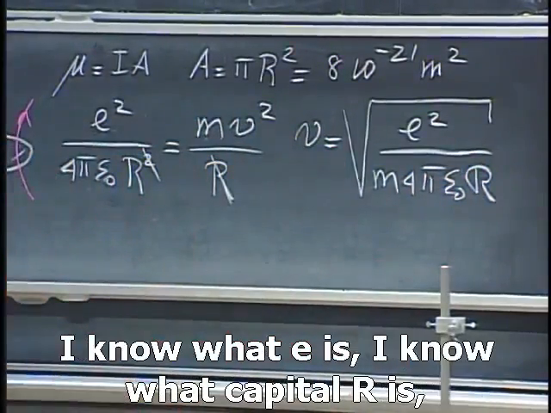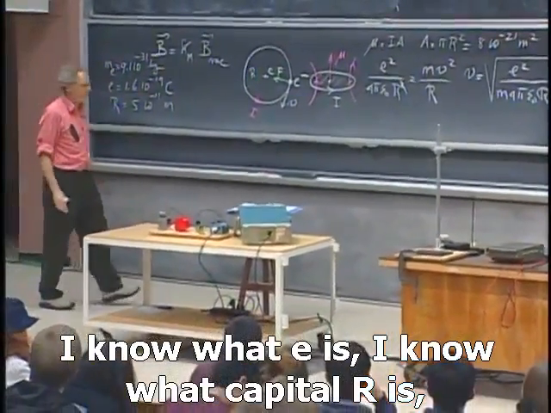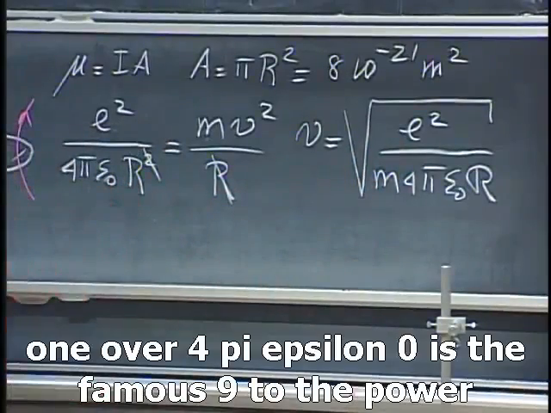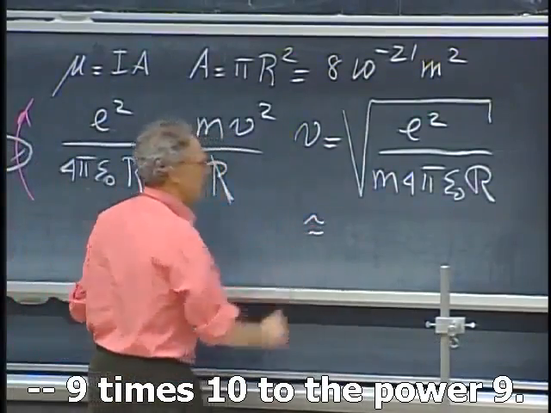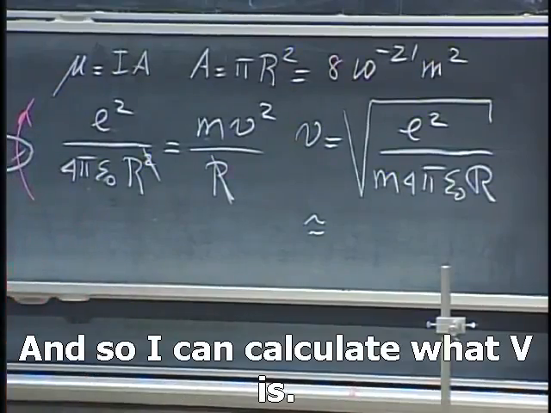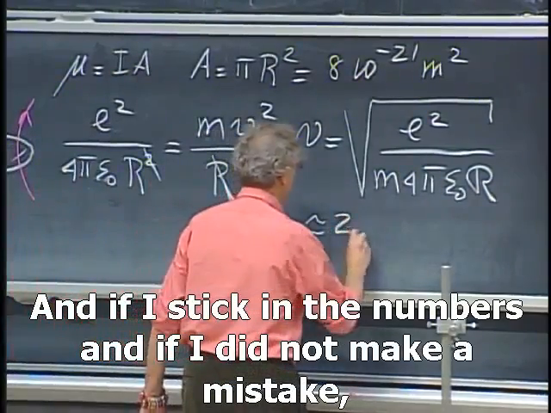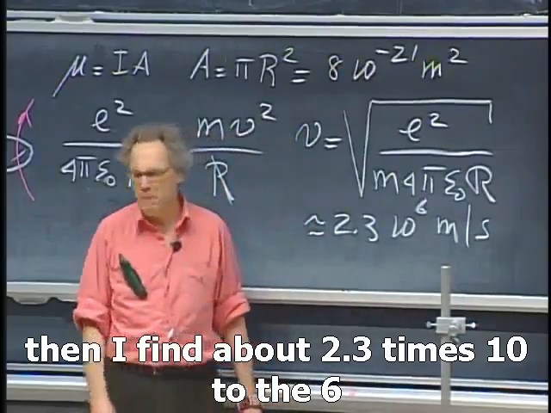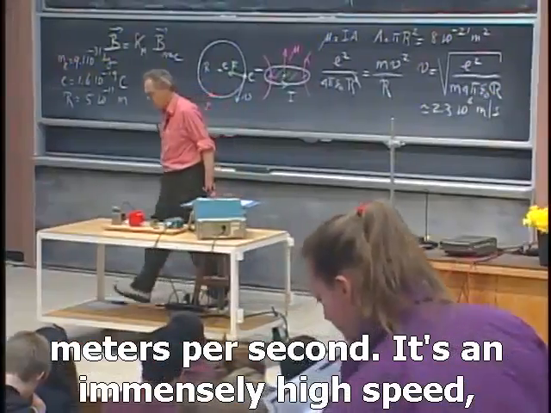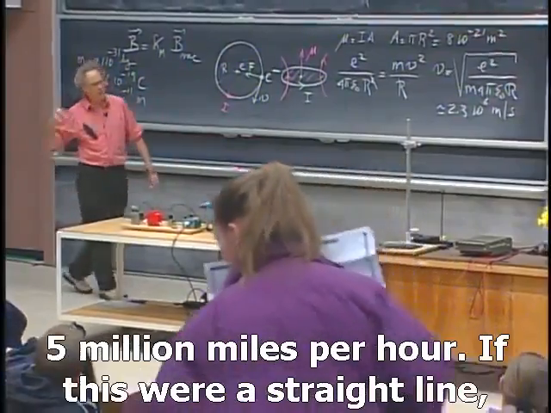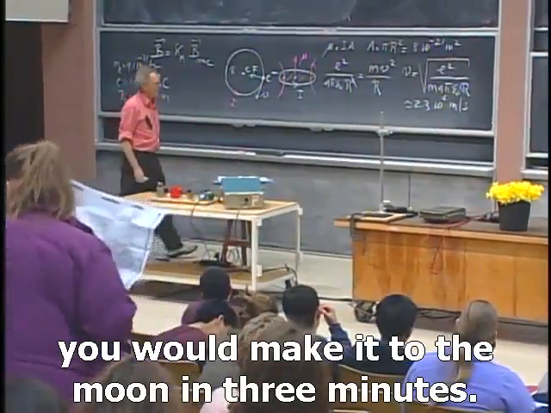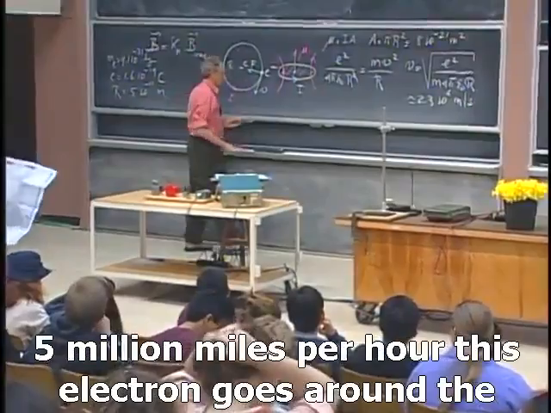I know what e is, I know what capital R is, I know what 4 pi epsilon 0 is. 1 over 4 pi epsilon 0 is the famous 9 times 10 to the power 9. And so I can calculate what v is. And if I stick in the numbers, and if I did not make a mistake, then I find about 2.3 times 10 to the 6 meters per second. It's an immensely high speed, 5 million miles per hour. If this were a straight line, you would make it to the moon in 3 minutes. 5 million miles per hour. This electron goes around the proton.